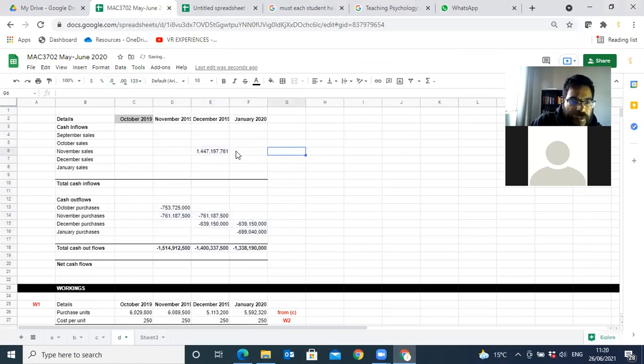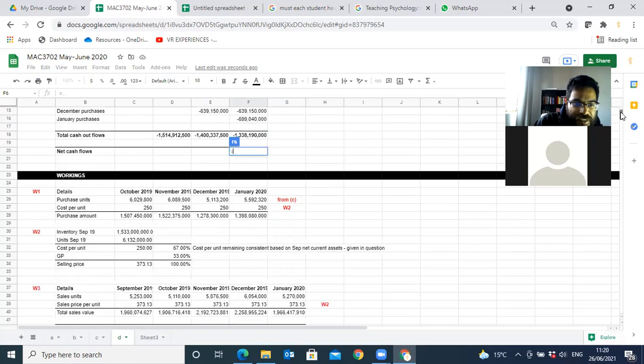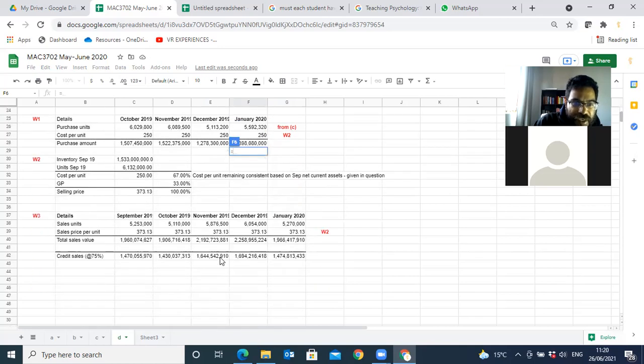Okay, so in November, the last 9% is received in January. So multiplied by 9%.